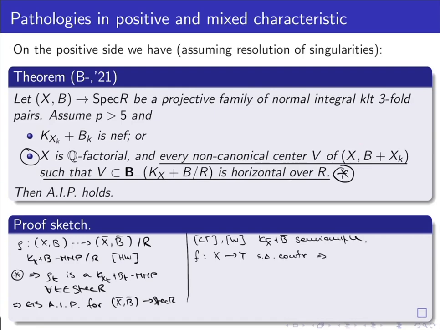Very well. So now, if it is semi-ample, we can take f from X to Y, the semi-ample contraction, and remember we need to show that f_K is a contraction itself. Okay, now what you can do is consider this standard exact sequence, and then push it forward with f lower star.